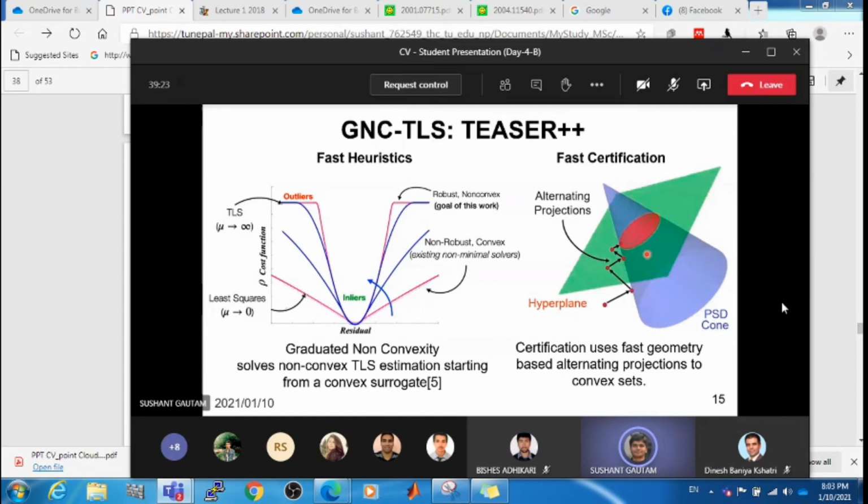Now we won't get into more math. This is also boring already, right? So the main idea is that we first get heuristics from GNC TLS and use the knowledge of the SDP problem to give a certificate on how good or how close this solution is to the global optimum. You can always Google TEASER and learn in detail if you are interested.